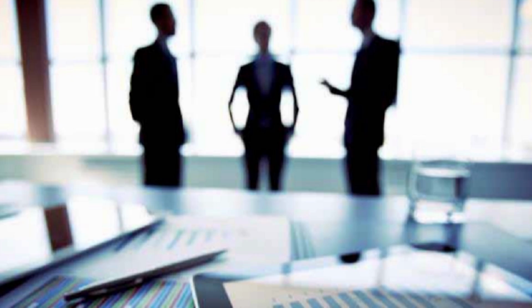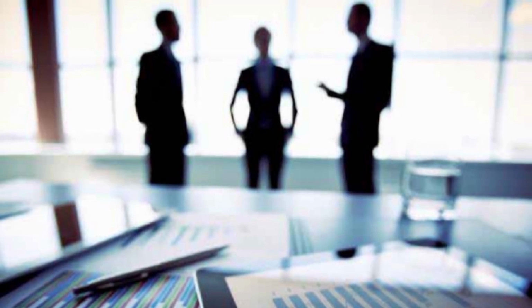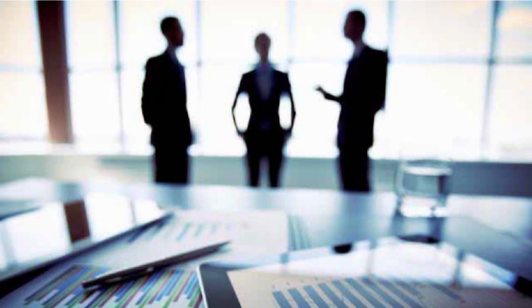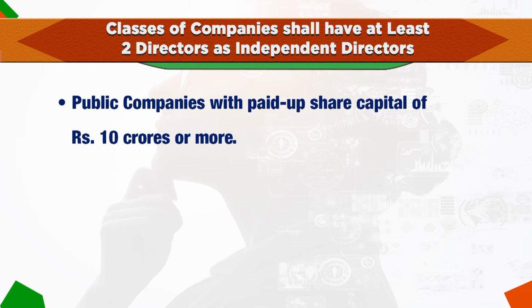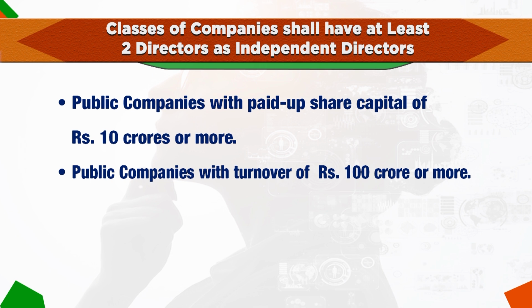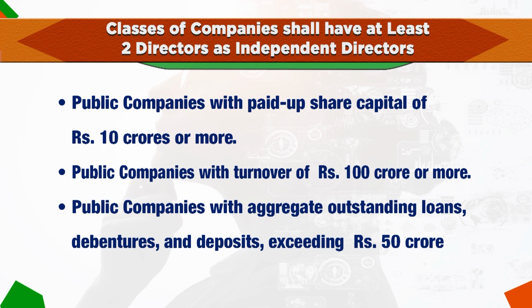Unlisted public company. Number first, the Central Government may prescribe the minimum number of independent directors in the case of any classes of public companies. As per Rule 4 of the Companies (Appointment and Qualification of Directors) Rules 2014, the following classes of companies shall have at least 2 directors as independent directors. Number first, public companies with paid up share capital of rupees 10 crores or more. Number second, public companies with turnover of rupees 100 crore or more. Number third, public companies with aggregate outstanding loans, debentures and deposits exceeding rupees 50 crore.